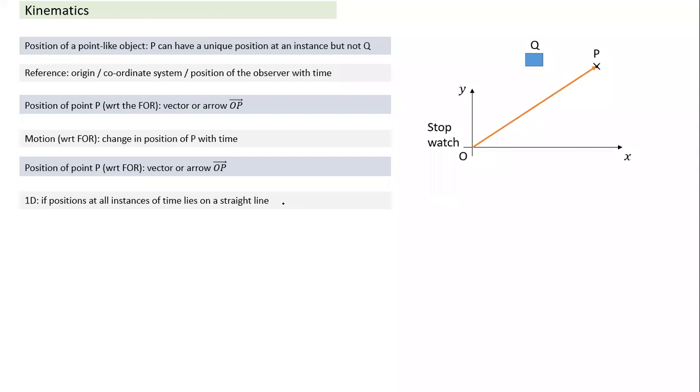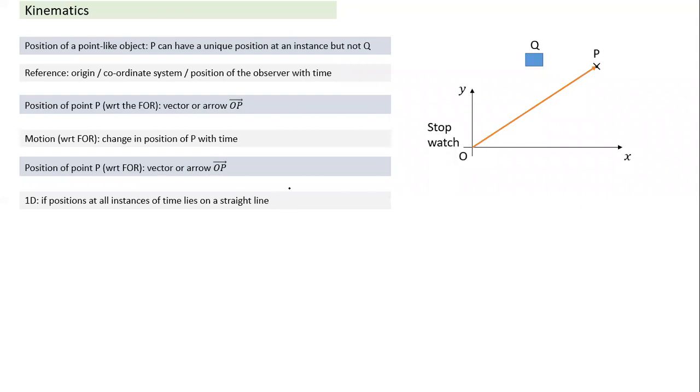In the case of one-dimensional motion, if the particle moves, at different instances it will have different positions. If we take the locus of all positions and the locus of all positions is a straight line, that kind of motion is called one-dimensional motion. So in one-dimensional motion, at all instances the point lies on a straight line. That becomes one-dimensional motion, and it becomes a little easier.